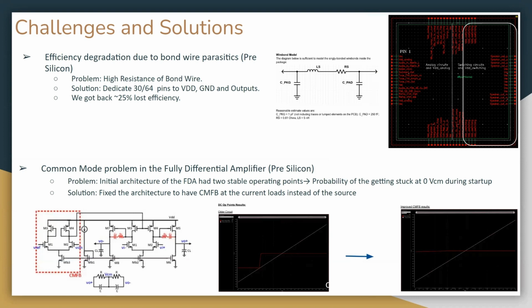The second challenge that we faced was two stable states of the fully differential amplifier. In the initial architecture, the fully differential amplifier had a zero stable state and a desired stable state, depending on where you feed the common mode signal. We had to improve the fully differential amplifier's common mode circuit architecture to have only one stable state at the output, and hence that mitigated this problem of the fully differential amplifier getting stuck at startup.